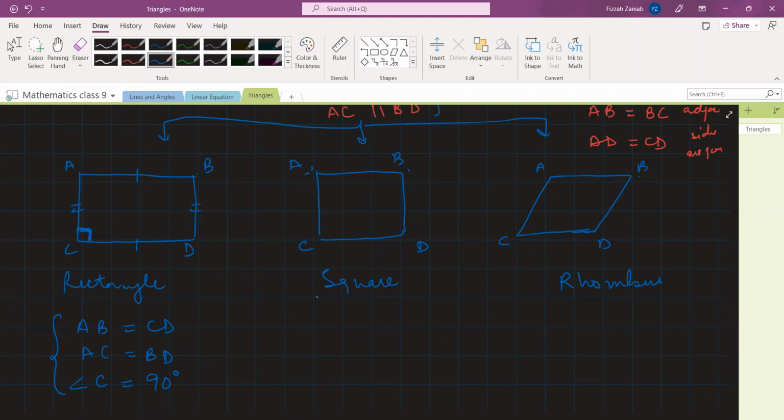Okay, now square. In a square, all the four sides have to be equal. So AB is equal to BD is equal to CD is equal to AC in this figure. Plus this angle has to be 90 degrees. Angle C is 90 degrees. Now in a rhombus, all sides are equal, but the corner angle is not 90. So this is the additional thing in a square, that the corner angle is also 90 degrees.